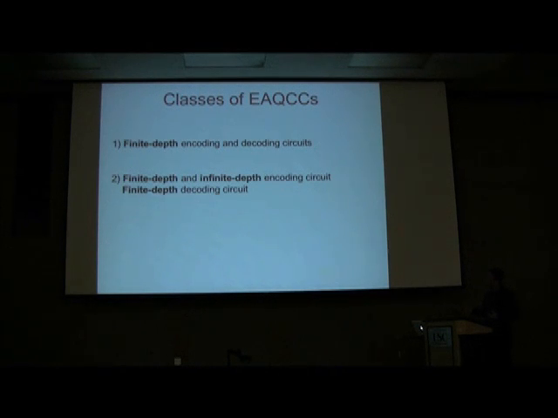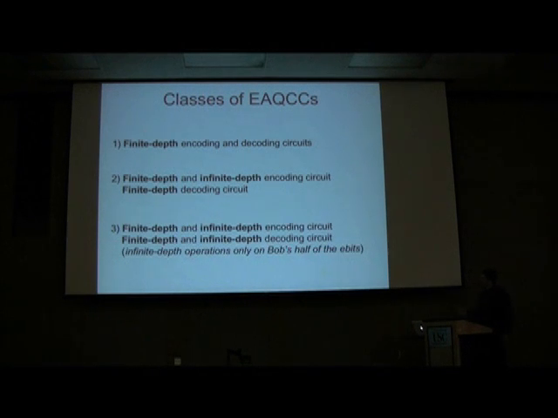Okay, so these would be more practical for a quantum communication scenario. And finally, this is the last class, and we included infinite depth operations in the decoding circuit. I realized I said that I couldn't do that before, but the assumption we made is these infinite depth operations only happen on Bob's half of the E bits. And in the entanglement-assisted communication paradigm, you assume that those are noiseless. So we said, okay, we'll go ahead and do these, even though we really would prefer not to.